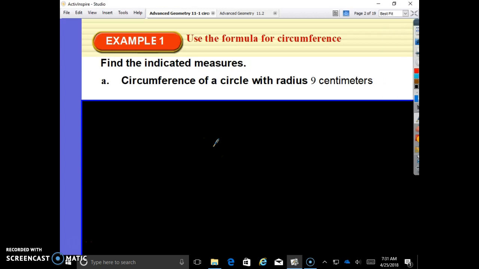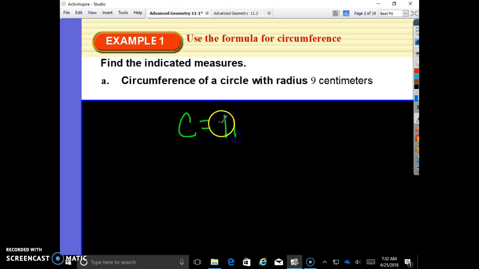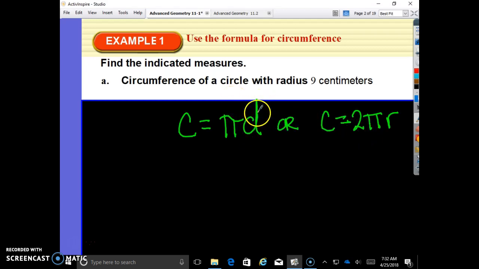Find the indicated measures. Find the circumference of a circle with a radius of 9 centimeters. The formula for circumference is circumference equals pi times the diameter, or circumference equals 2 pi r, because 2 times the radius is the diameter. So you have two choices. Being that they gave us the radius, times 2 is your diameter. 9 times 2 is 18, so 18 times pi, or 18 pi, would be your circumference.